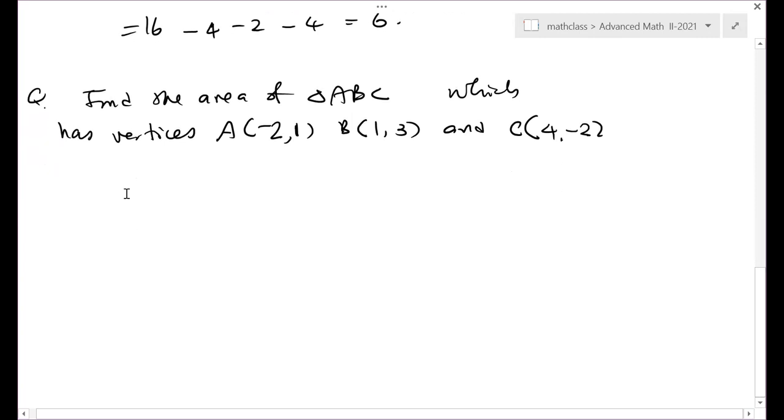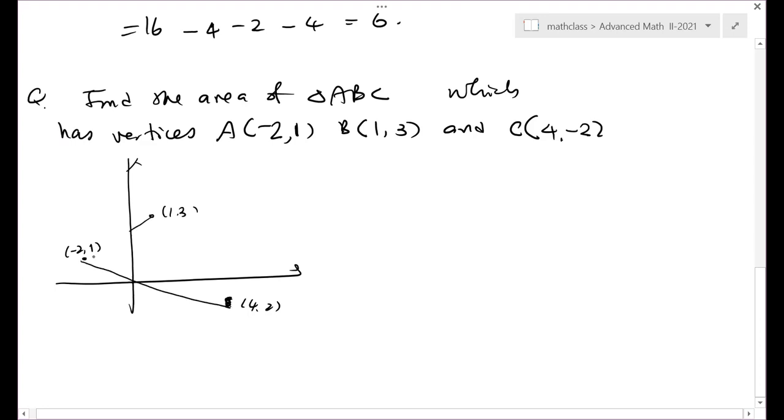So first of all, plot the triangle. Okay, just sketch it: -2 and 1 somewhere here, and 1 and 3 somewhere here, and 4 and -2 somewhere here. Actually, this line may be passing through the origin. Okay, this is a triangle. It seems pretty bad, like an irregular shape.